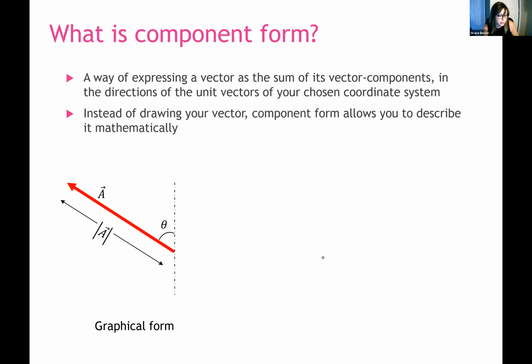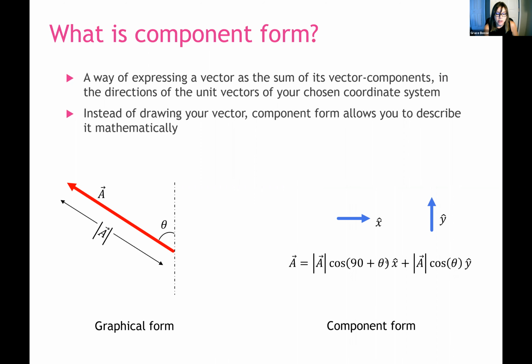Another way of doing this is component form. It's a more mathematical approach. You adopt a coordinate system, which is a set of unit vectors, and then you express your vectors in terms of those unit vectors. There's not really drawing necessarily involved. I need to tell you what the coordinate system is, so I might draw those unit vectors. But after that, everything is mathematical.